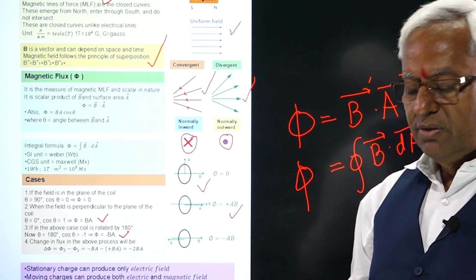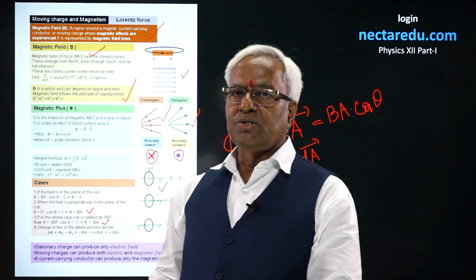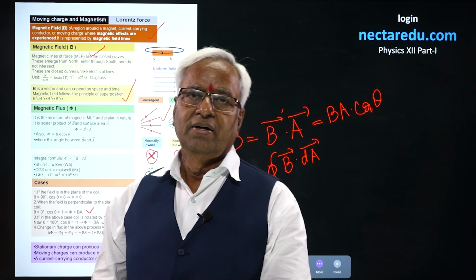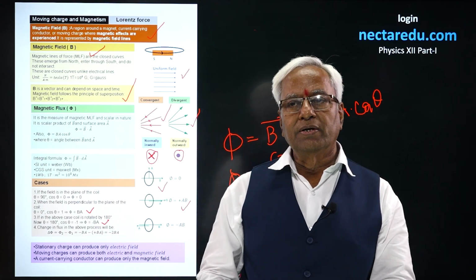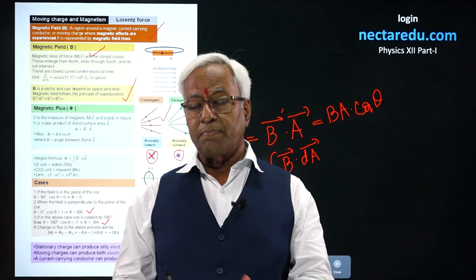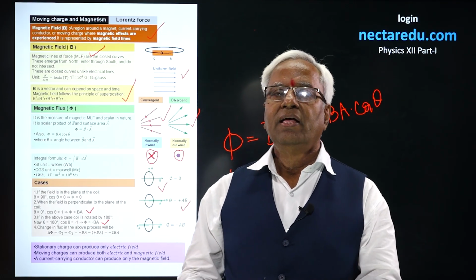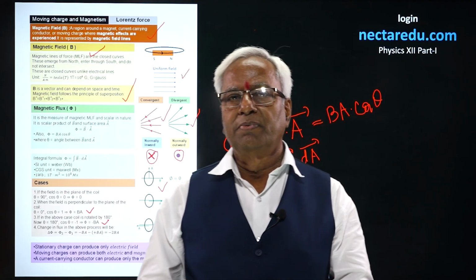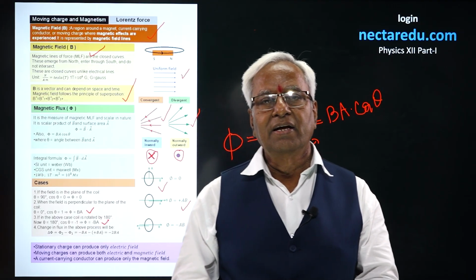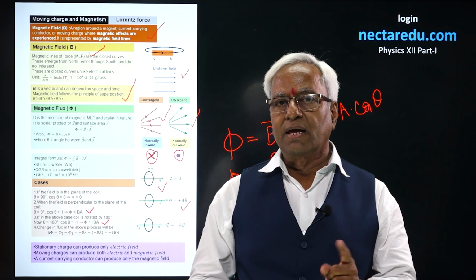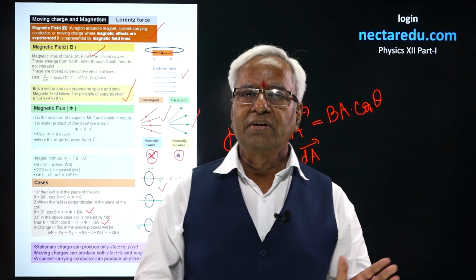And now in the last, you see, stationary charge can produce only electric field. When the charge is moving, it's capable of producing both electric and magnetic field. At the same time, you do remember that a current carrying conductor can produce only the magnetic field. It's not capable of producing electric field.